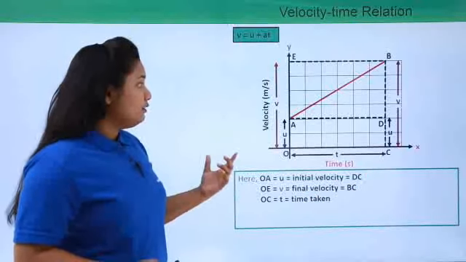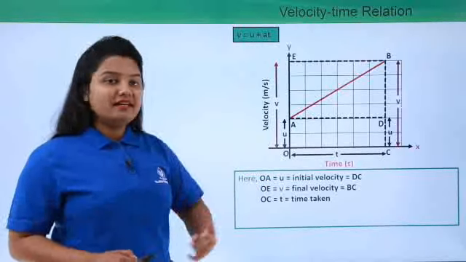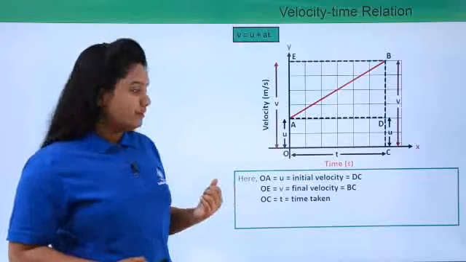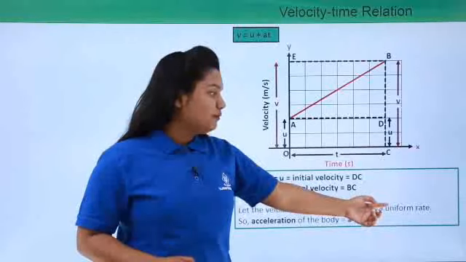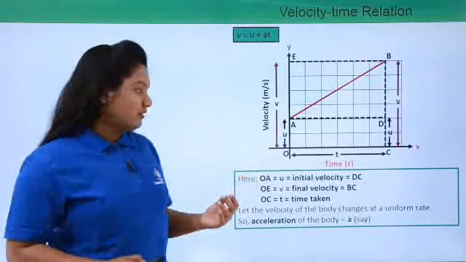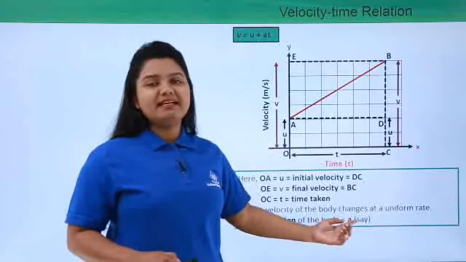Now we know that this graph shows that the body is in uniformly accelerated motion. So let the velocity of the body change at a uniform rate. This means that the body is moving with a uniform acceleration, and we'll be taking that uniform acceleration of the body to be a, let's say.